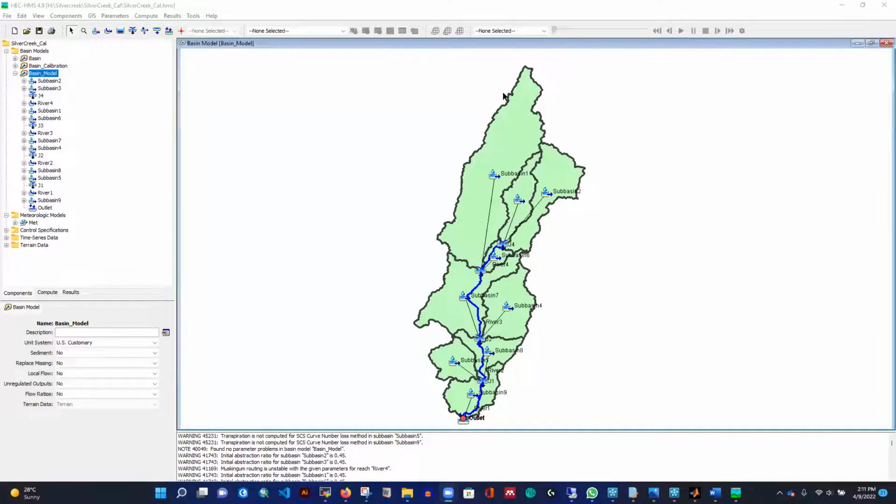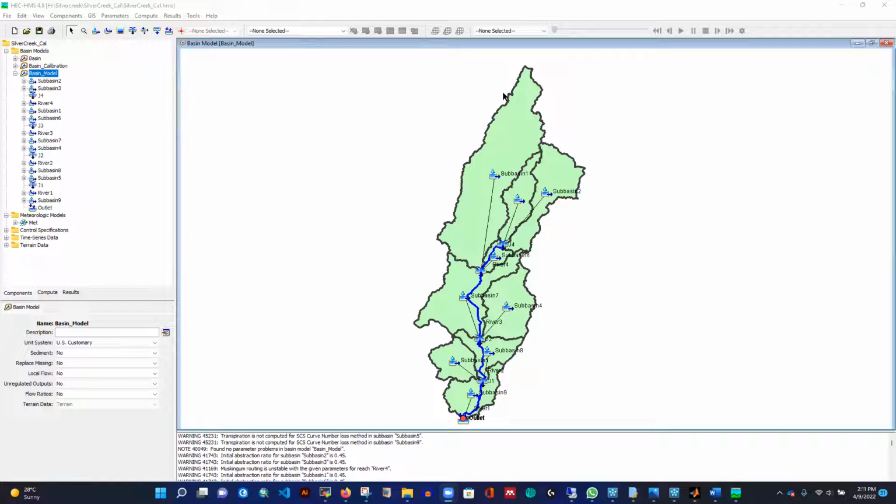Hi everyone, today I'm going to show you how to calibrate a model. Basically this is a HEC-HMS model. If you want to calibrate your model, then you can follow all these steps, and in my previous videos I have already demonstrated how to set up the model.